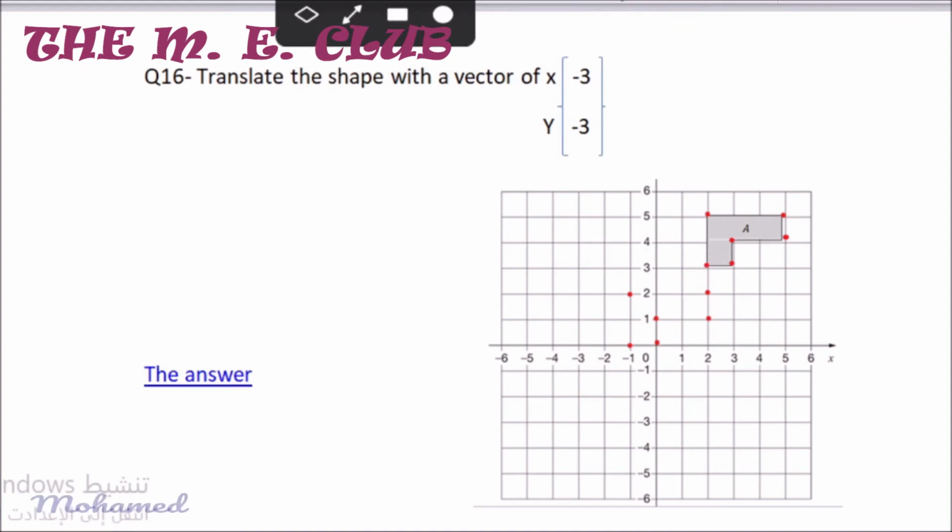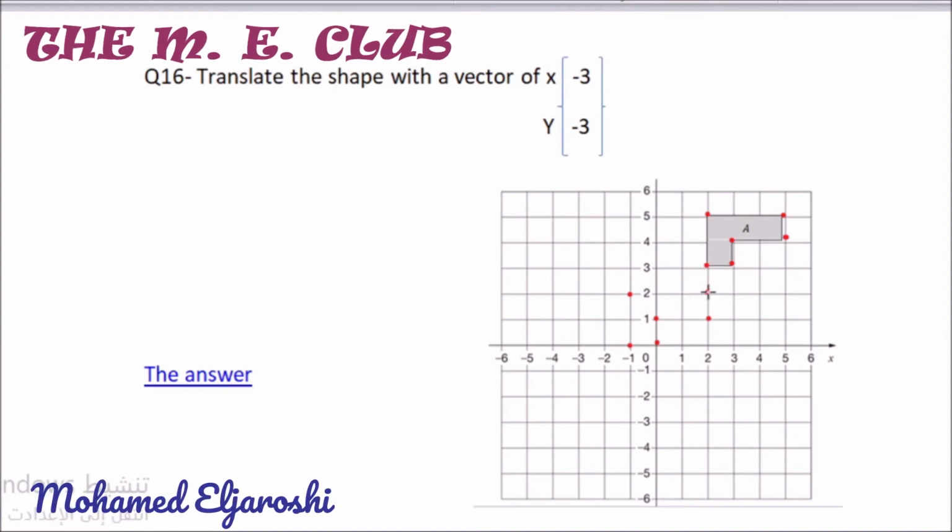After we finished moving the points, we have to connect them together using the ruler, like this. So the idea of the vector will help you know where the new shape is by knowing where the new points are. You can start using the vector by moving one point at a time. You don't move the shape together, you move one point at a time. And once you finish moving the points, you connect them together to get the new shape.